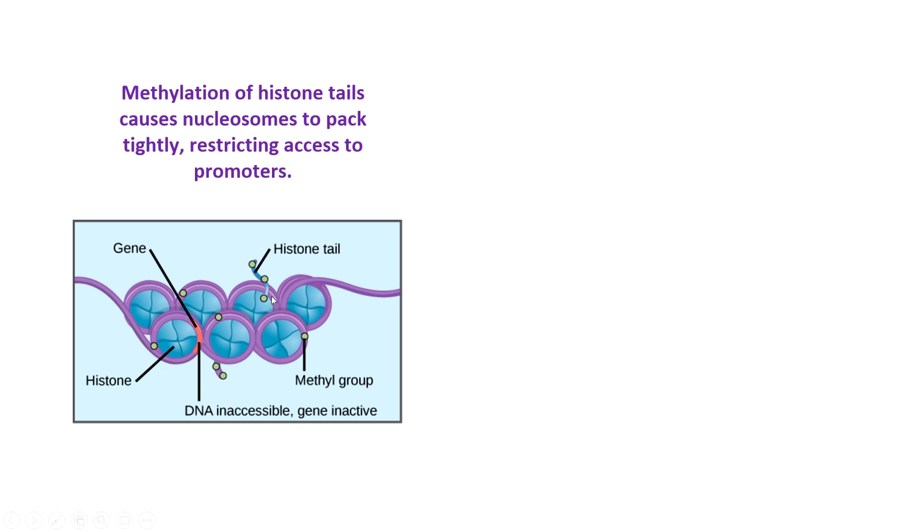If you methylate the histone tails, so add a methyl group like a CH3 group to these histone tails, you can actually pack the nucleosomes more tightly together. And so that makes certain DNA inaccessible to transcription factors and RNA polymerase and reduces gene expression. And so methylation of histone tails causes DNA and protein to more tightly associate, and that means gene expression will decrease.